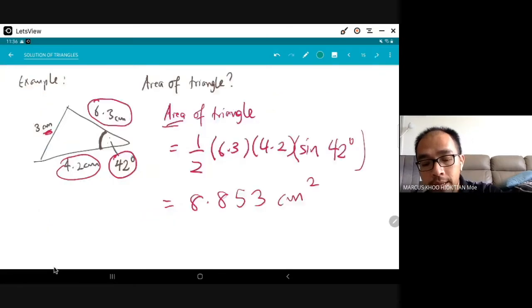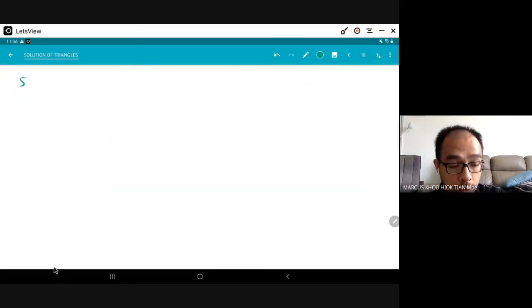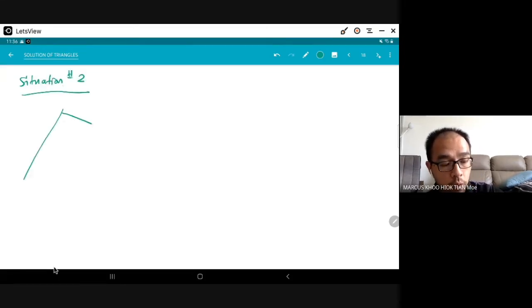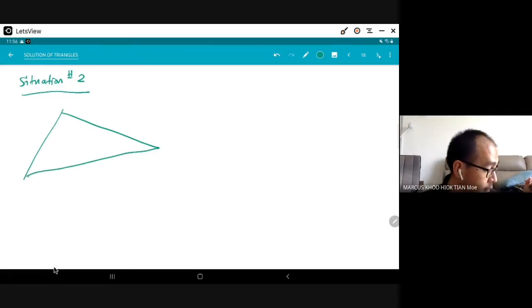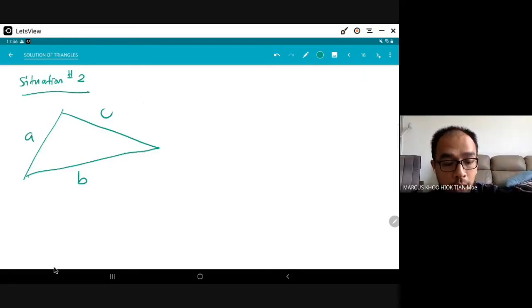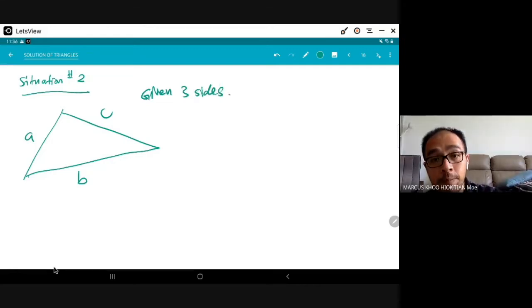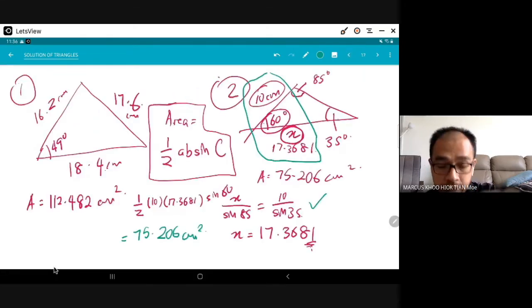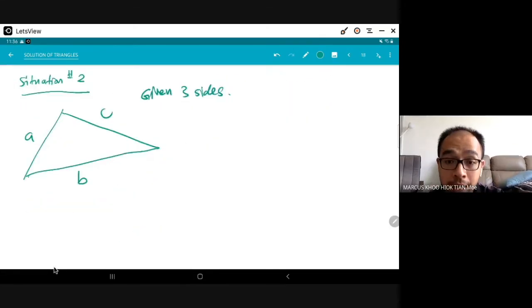Now there is a second situation which I want to talk about also today. Situation number 2 is if I give you 3 sides, A, B, and C, and I don't give you any angle. Of course, you can use sine rule and cos rule to find all the angles, and then you can still use half AB sine C. But I want to teach you another shortcut method.